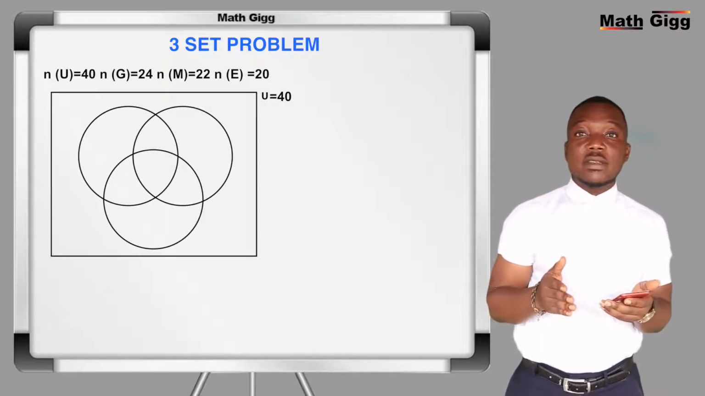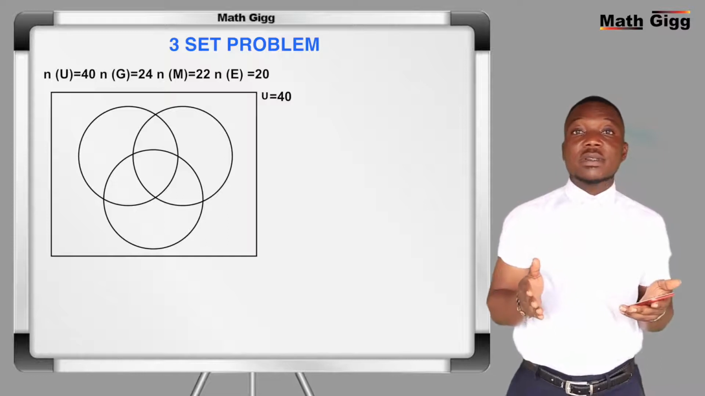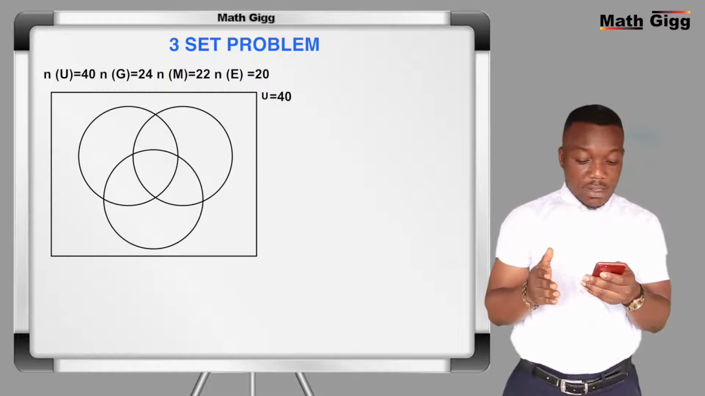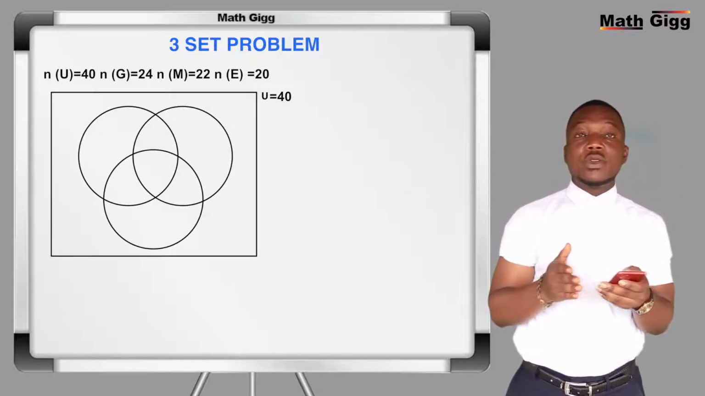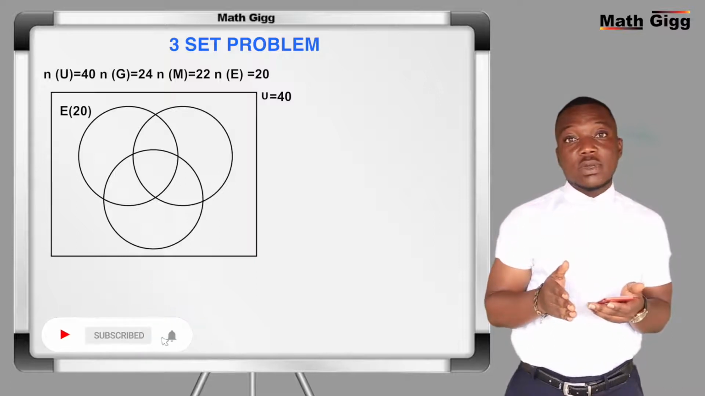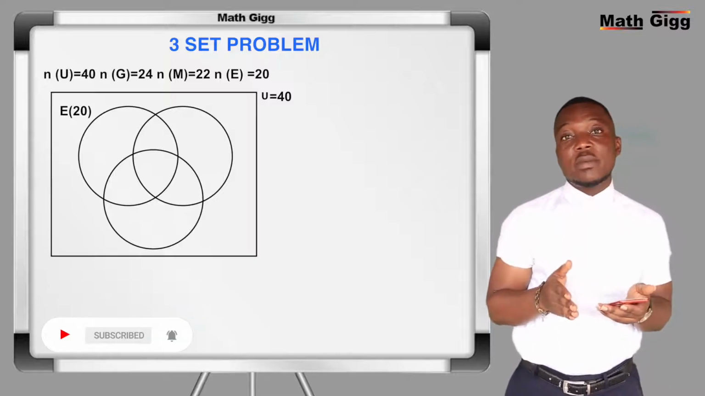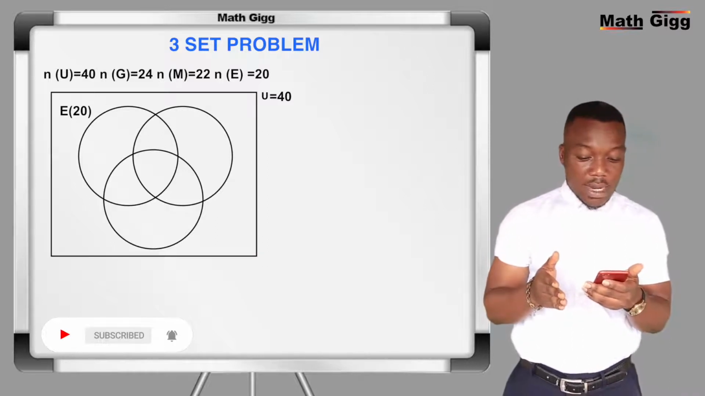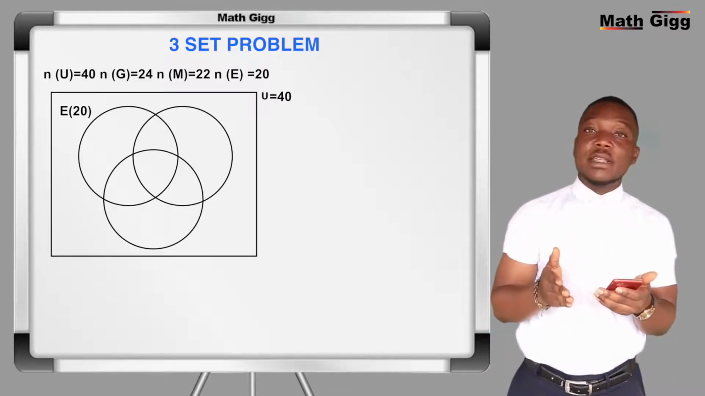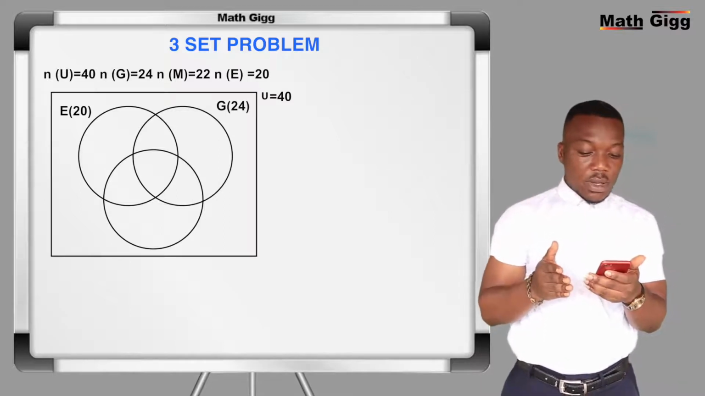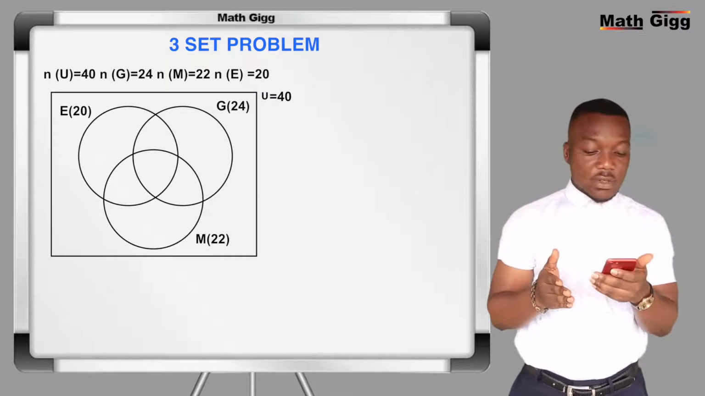Now we want to choose the circles. It's better you write it as the questions appear so that you are not confused when you want to go back, okay? Now the first thing in the question is about economics. So you pick the first circle, we write the E in bold. Remember, in set notation, every set should be represented by a letter which is in capital. So E, then in E we can write n of E, 20, that's for economics. Then for geography, we have G, 24, then 22 for math, as you can see on the screen.